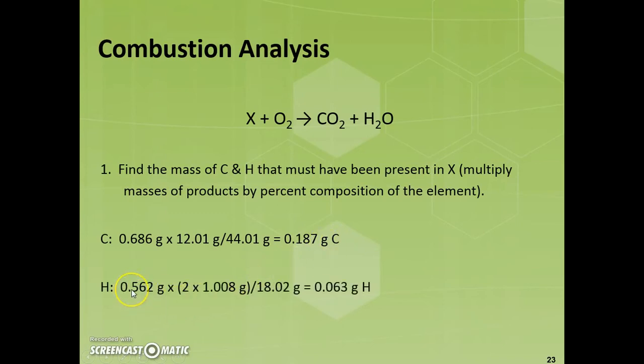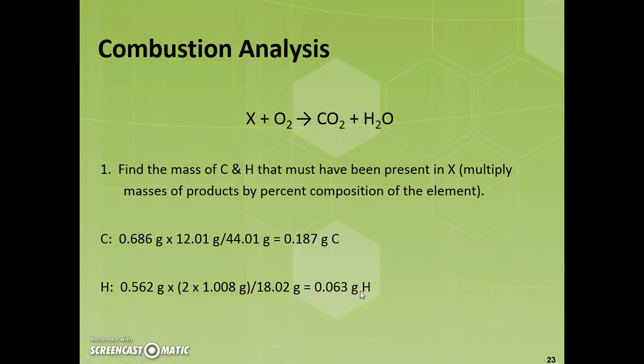Similarly, the hydrogen is 0.562 grams, the amount of water we collected, times, and notice the coefficient 2 here. This is because there are 2 hydrogens in each water molecule. So the percent hydrogen in water is just over 2 grams for every 18, or 1 in 9. At any rate, we get 0.063 grams of hydrogen.